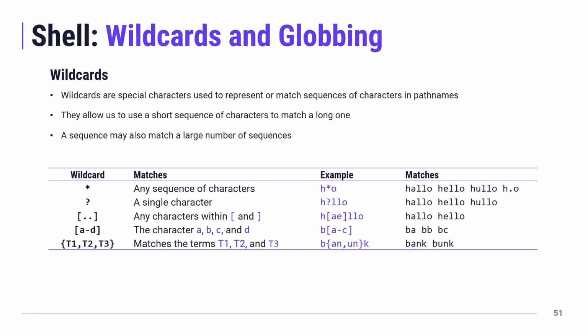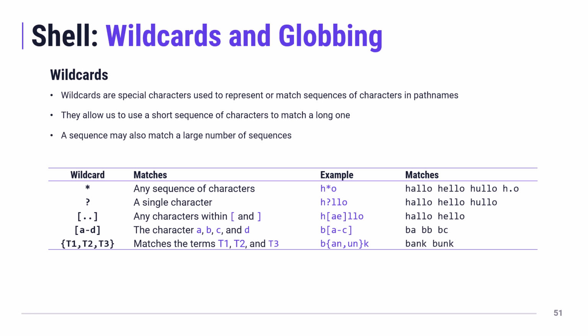A single character is represented by the question mark. So if I do h?llo, then that's going to match hallo, hello, and hullo. Okay, so a single character. If I put characters between square brackets, so the third line there, here I have A and E in brackets, that's going to match either of those characters. And I can put as many of those characters in those square brackets as I want. So in that case it matches hallo and hello, but not hullo because I don't have U in there.